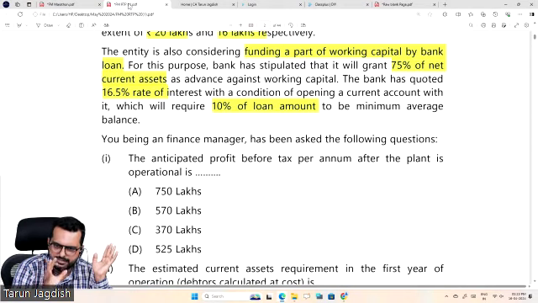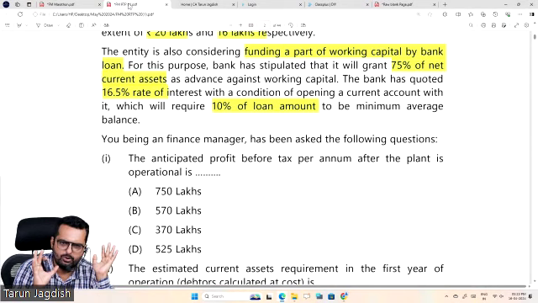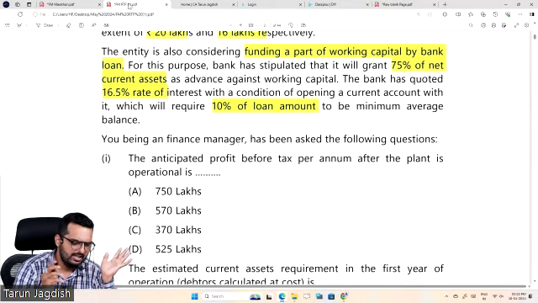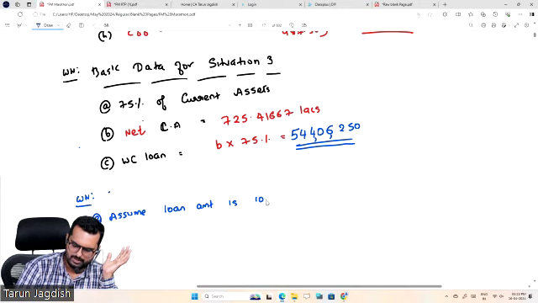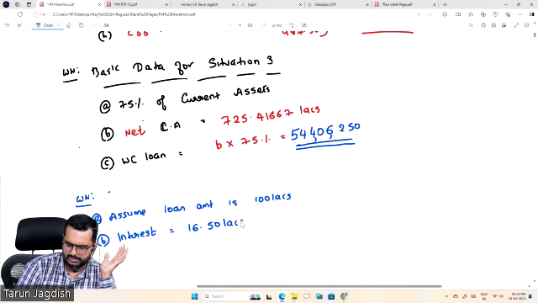Okay. So if the interest is 16.5, ideally, if I take a loan of 100 lakhs, how much interest should I pay on that? 16.50 lakhs. But there is a condition that 10% of the loan amount has to go into what? Current account. So if I take a loan of 100 lakh, how much money should I put in the current account? 10 lakhs. So how much money will I get in my hands? 90 lakhs alone. So I'll just assume my loan amount is 100 lakhs. So how much interest do I have to pay over here? I have to pay an interest of 16.50 lakhs.